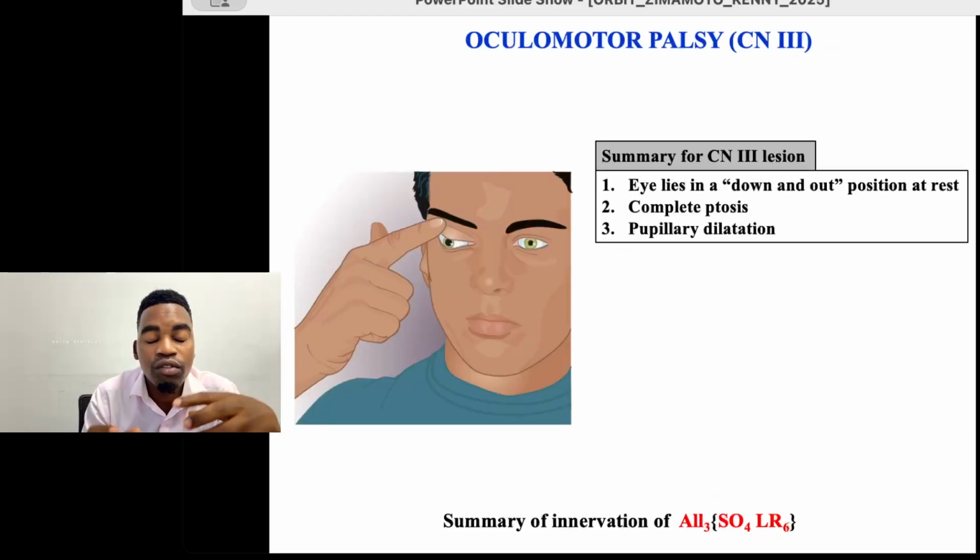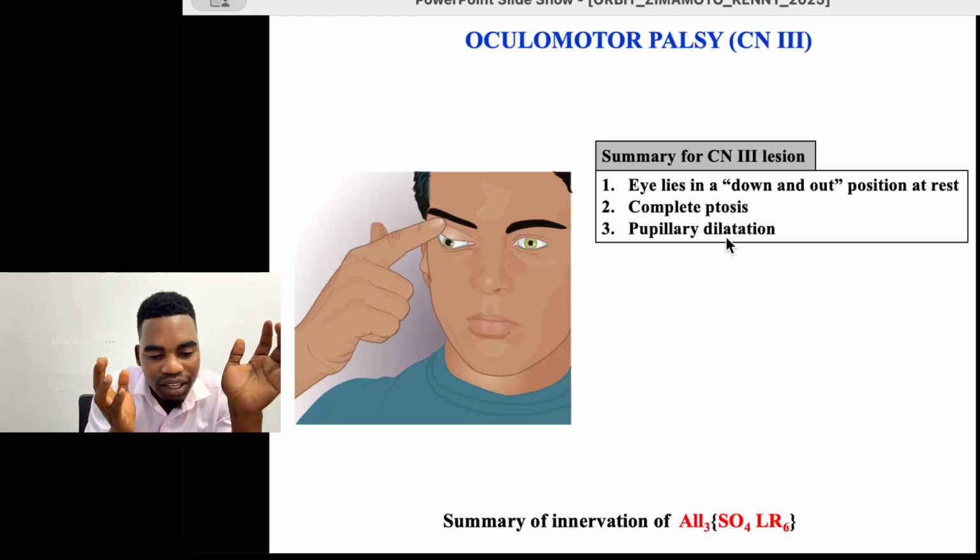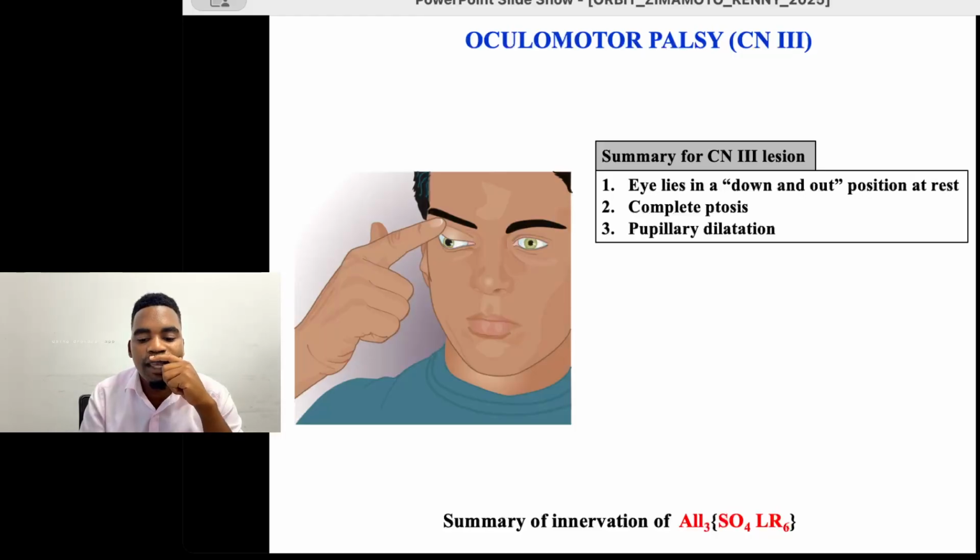In all these conditions, your patient will complain of double vision, seeing 2 images. Why? Because the eyes are pointing in different directions, and they are going to have different points of focus. And this is a little bit on the extraocular muscles.